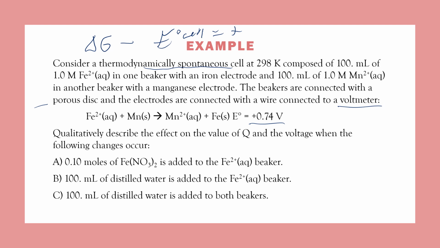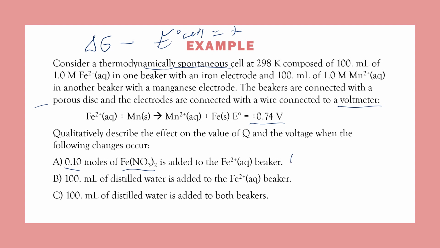Okay, qualitatively describe the effect on the value of Q and the voltage when the following changes occur. Okay, if I add some of this iron 2 nitrate in, if I'm adding iron 2 nitrate, nitrates are completely soluble.